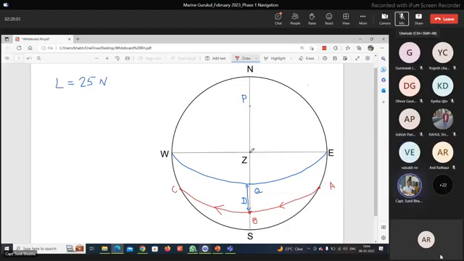Let us join Z with A. So you join Z with A. This angle here, beta, this particular angle is the amplitude. This is the rising amplitude of the body. It will be East so many degrees South. Okay, thank you.